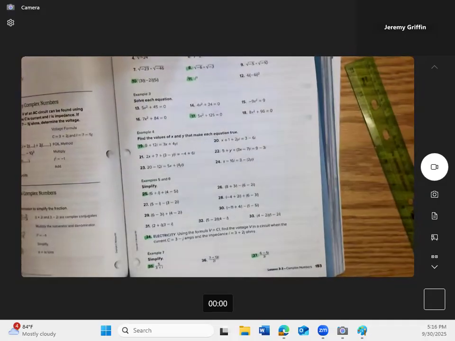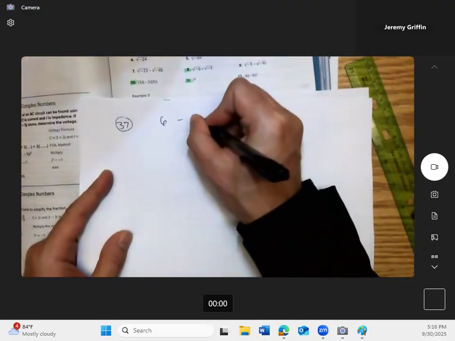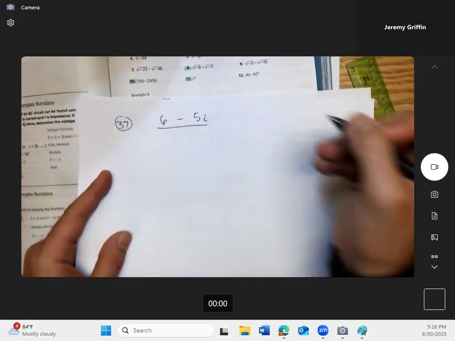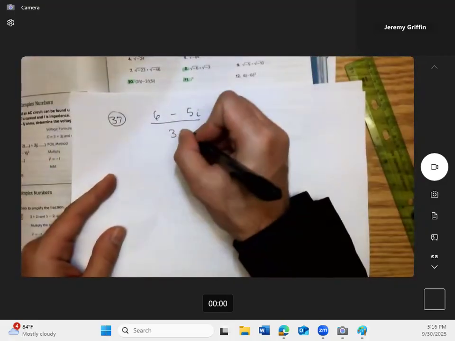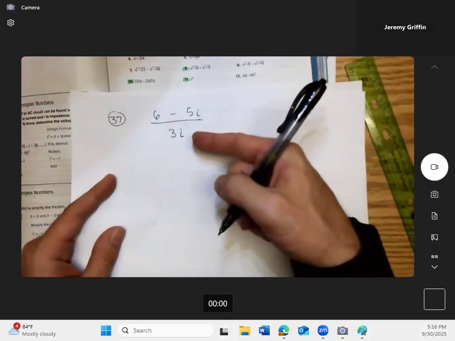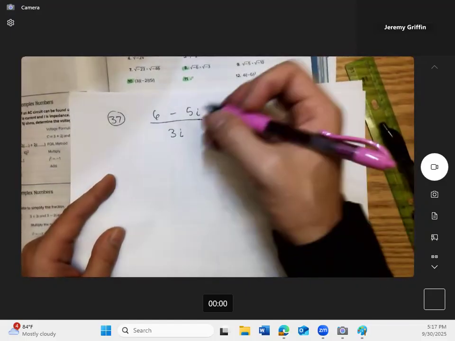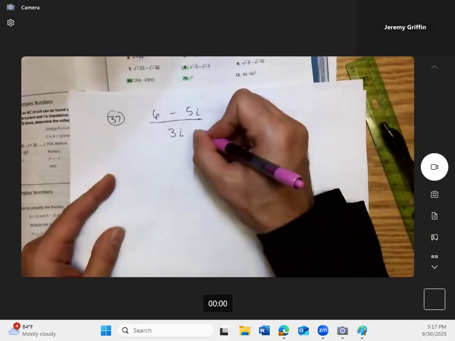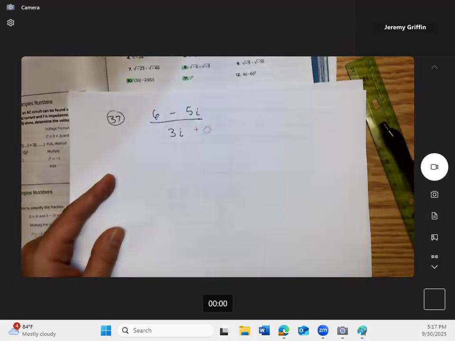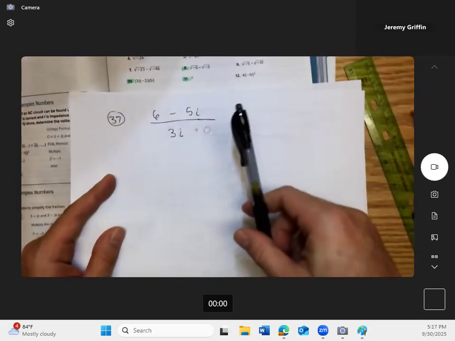Okay, so it's a similar concept here. Yeah, 37. So you got 6 minus 5i all divided by 3i. How about this? Could you think of this here, and I'll put this in pink if you want, if maybe this is helpful, maybe not, as 3i plus 0? Or 0 plus 3i. Maybe I should do it that way.